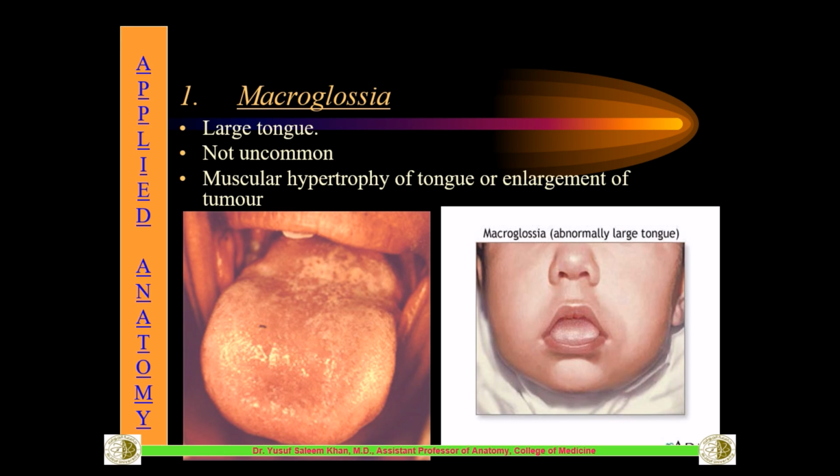Now coming to some of the applied aspects of the tongue. One is macroglossia. Macro means big, a large tongue. It is not uncommon, and it is muscular hypertrophy of the tongue or enlargement because of a tumor. Usually it is hypertrophy of the muscles which mainly form the tongue. When they hypertrophy, there will be a large tongue, and the oral cavity will be filled with the tongue itself.